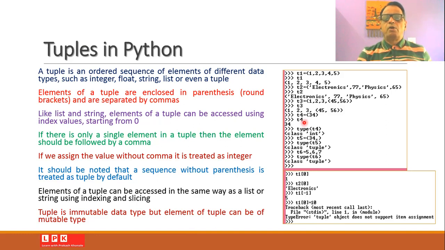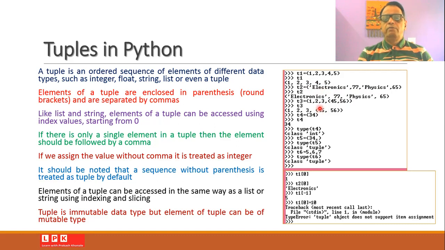Let us consider some examples of writing tuples. Suppose the tuple T1 is equal to (1, 2, 3, 4, 5). So it consists of 5 elements. When we write T1 on the Python prompt, the elements will be displayed. T2 is equal to the first element, a string "electronics", comma 77, comma "physics", comma 65. When we write T2 on the Python prompt, the elements of T2 will be displayed. So here it is a combination of string and numeric values.